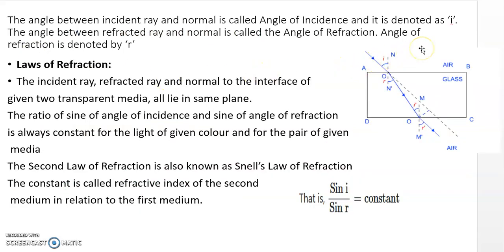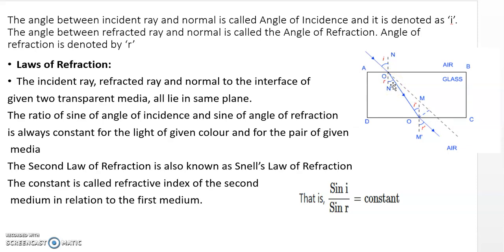You can see here, this is called a rarer medium, this is a denser medium. When the ray of light enters the denser medium from the rarer medium, it bends towards the normal, and when the ray of light enters the rarer medium from the denser, it goes away from the normal, and after emerging it is parallel to the incident ray. So this is the meaning. The angle between the incident ray and the normal is called the angle of incidence, denoted by i, and the angle between the refracted ray and the normal is called the angle of refraction, denoted by r.